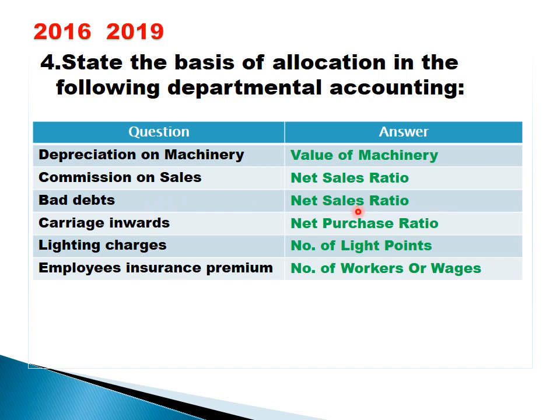Bad debts to be distributed on the basis of net sales ratio. Carriage inward to be distributed on the basis of net purchase ratio. Lightning charges to be distributed on the basis of number of light points. Employee insurance to be distributed on the basis of number of workers. If not, distribute on the basis of wages.